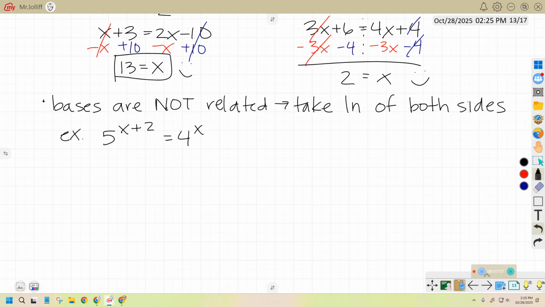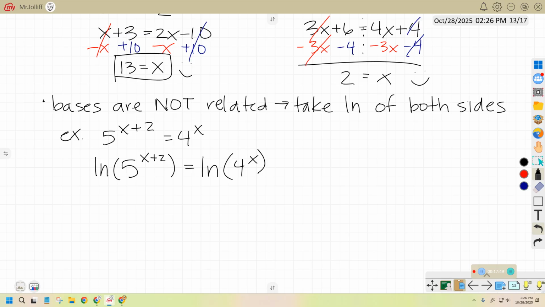So we're going to take natural log of both sides. Yeah? So natural log of 5 to the x plus 2 equals natural log of 4 to the x. Yeah, literally just taking natural log of both sides. We're going to simplify using properties of logs.